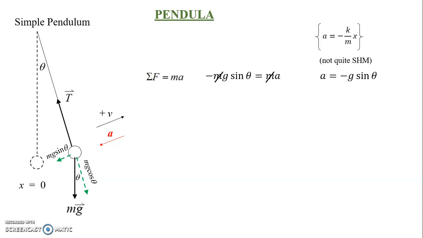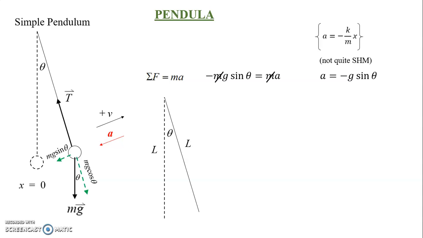Well, a equals negative g sine theta has the negative sign, but it's not proportional to x, the position away from equilibrium. It has to do with the sine of the angle. So this is not quite simple harmonic motion. But let's see if we can take this from a different perspective. Let's redraw the picture from sort of a geometric perspective, the actual dimensions of what's happening.